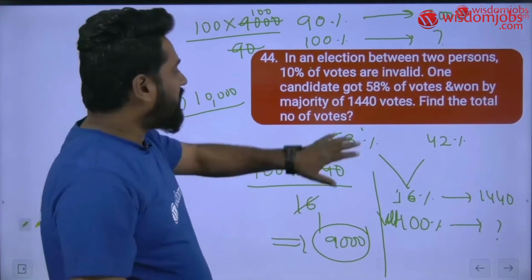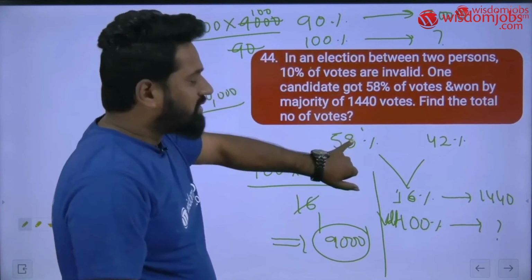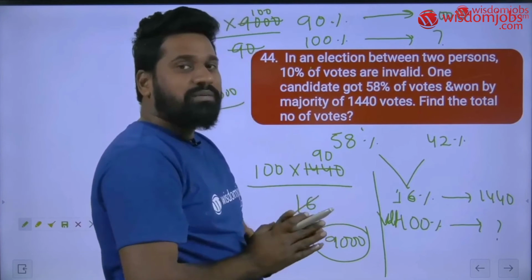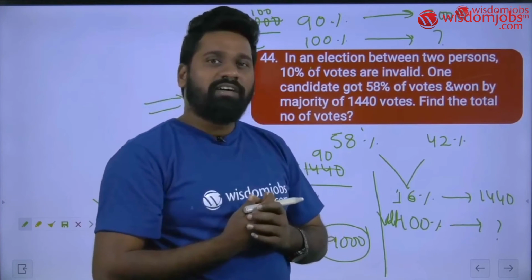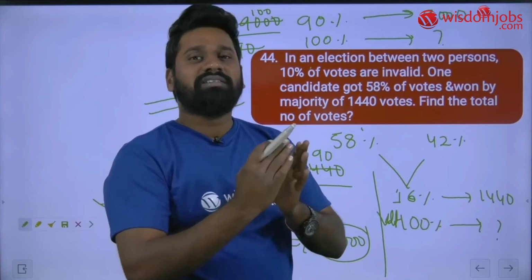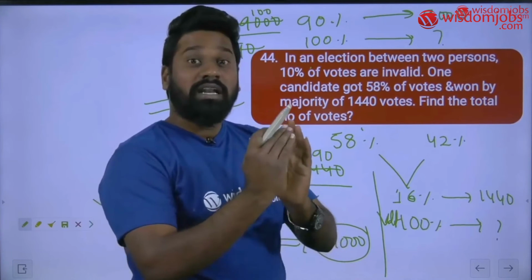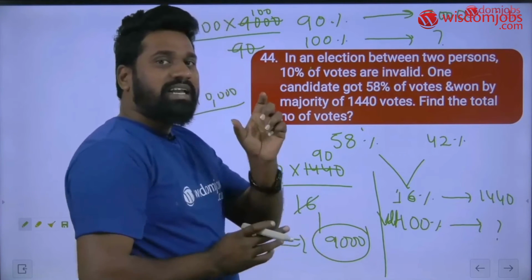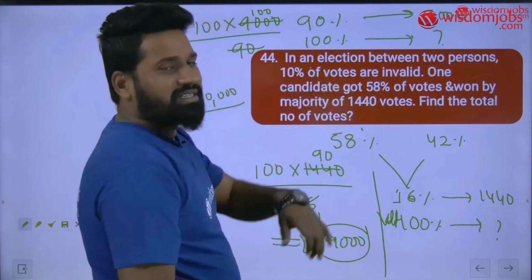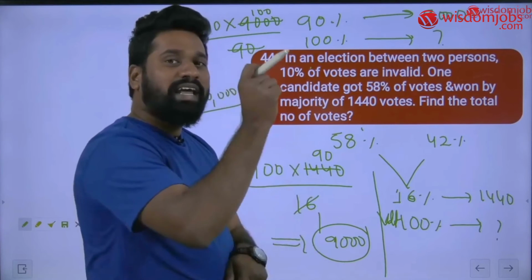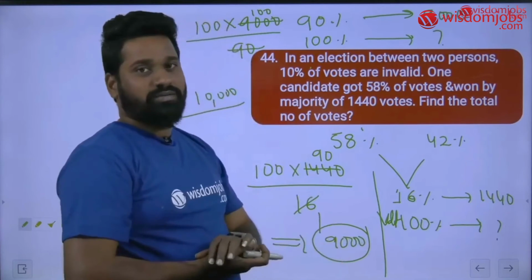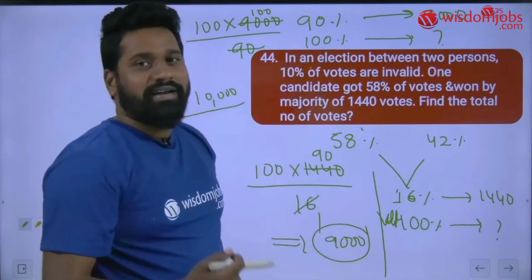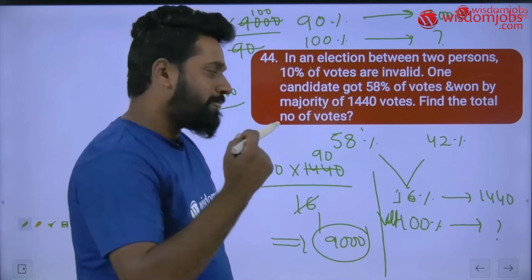Is it clear? Don't get confused, because first we consider 100% for valid votes only. Suppose 8,000 votes are valid. We have taken that 8,000 as 100%, the total number of valid votes. We are getting 9,000. But the condition clearly says 10% are invalid. That means only 90% is indicated by this 9,000. So we want the total number of votes, which is indicated by 100%. Clear? Right.